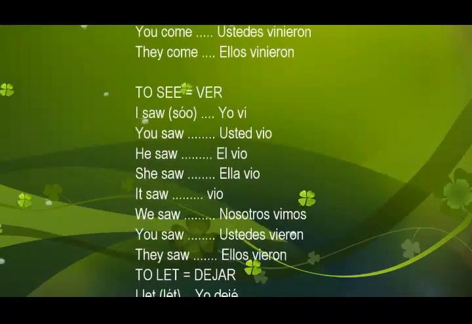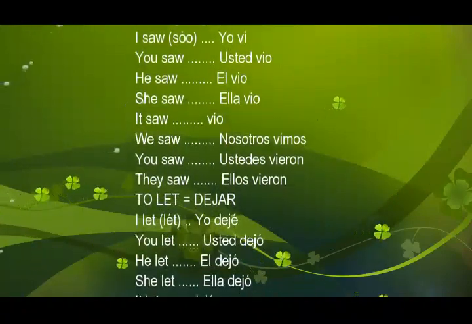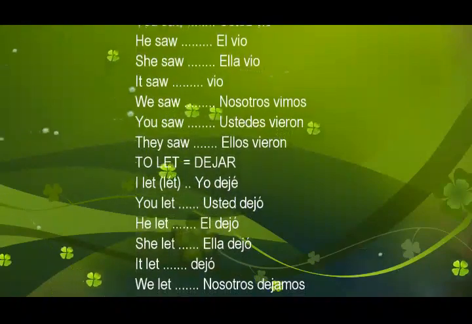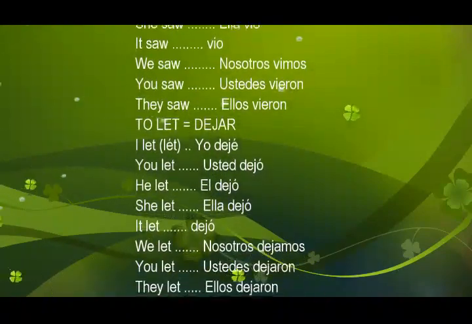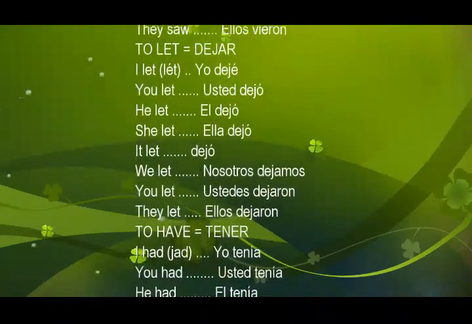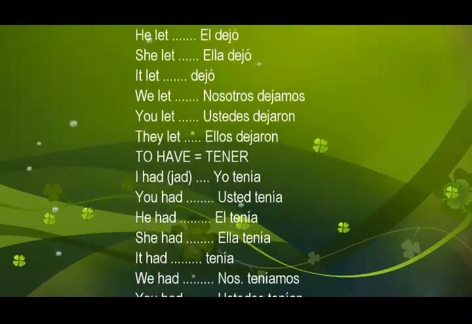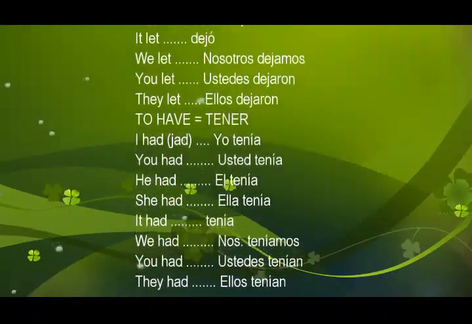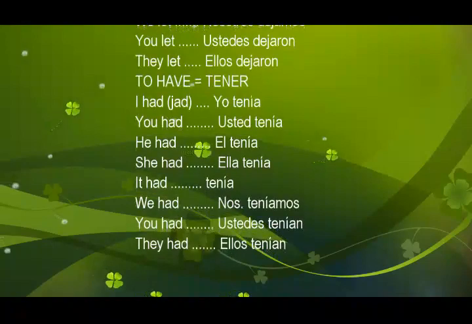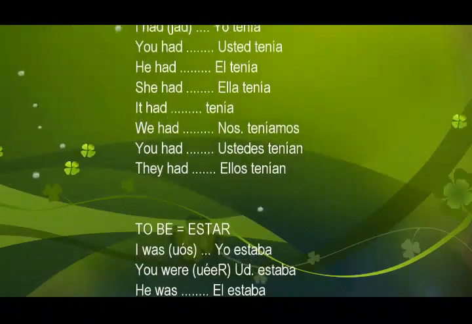To see. I saw. You saw. He saw. She saw. It saw. We saw. You saw. They saw. To let. I let. You let. He let. She let. It let. We let. You let. They let.